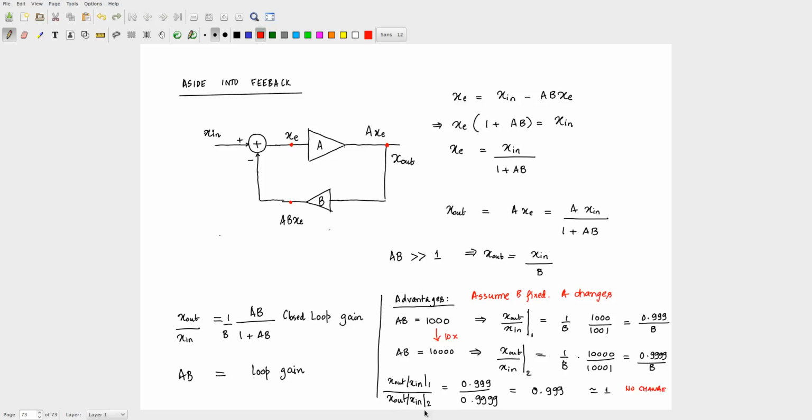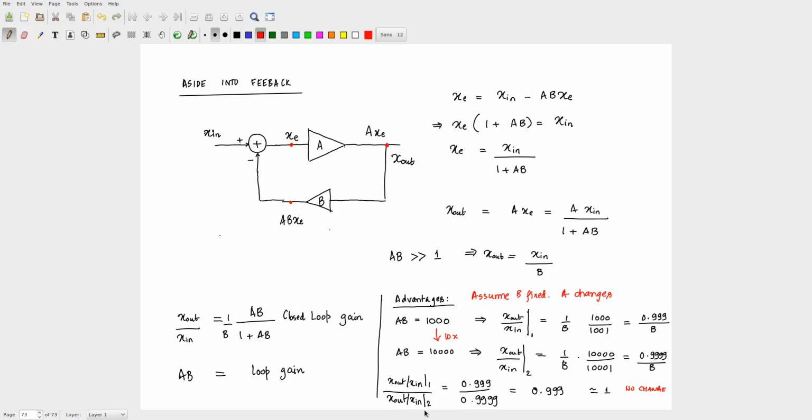You can have your amplifier A whose gain can change wildly. As long as it is large, the gain is effectively set by B. And what is B typically? I am talking of gain, and your answer has a 1 by B. Usually what kind of network is B? A is your amplifier, so B is the feedback element, and the feedback element is typically some kind of passive element whose properties you can fix.